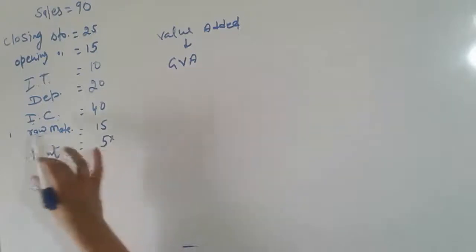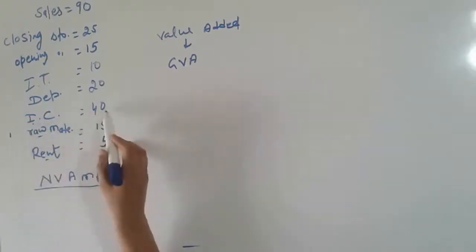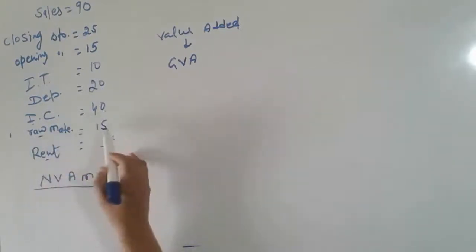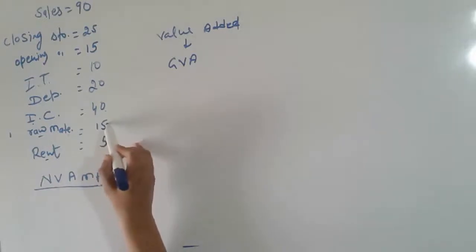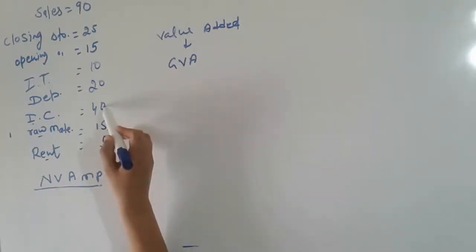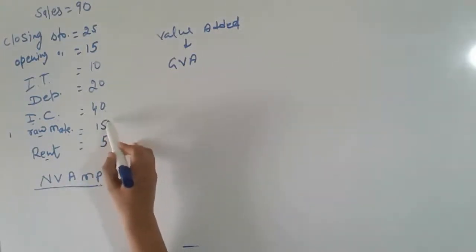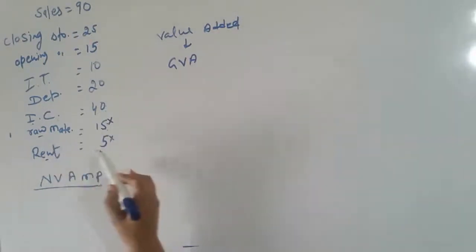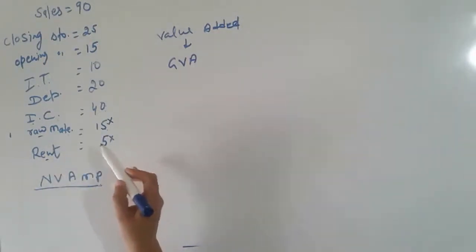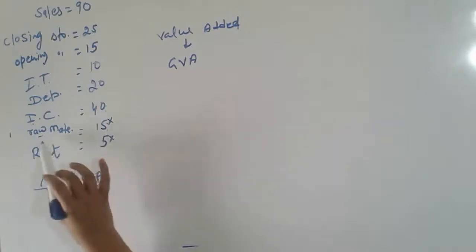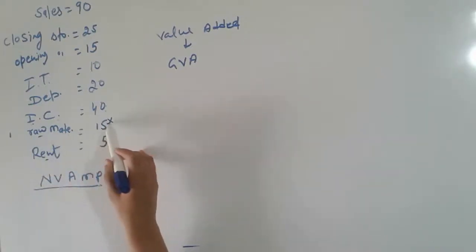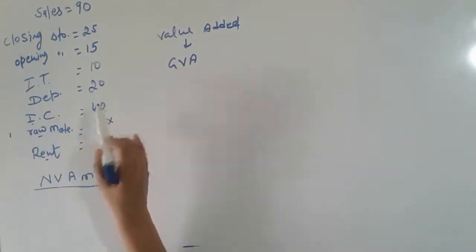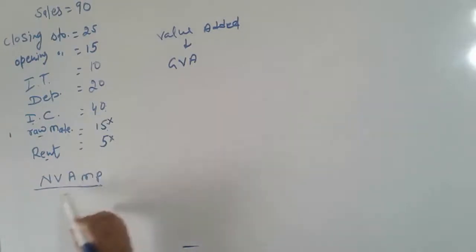Second, we have already been given intermediate consumption and we are also given raw material. So this raw material is already included in this intermediate consumption. So we need not take the raw material separately. We will not include raw material separately because it's already included in intermediate consumption. Now you have to calculate net value added at market price, right?